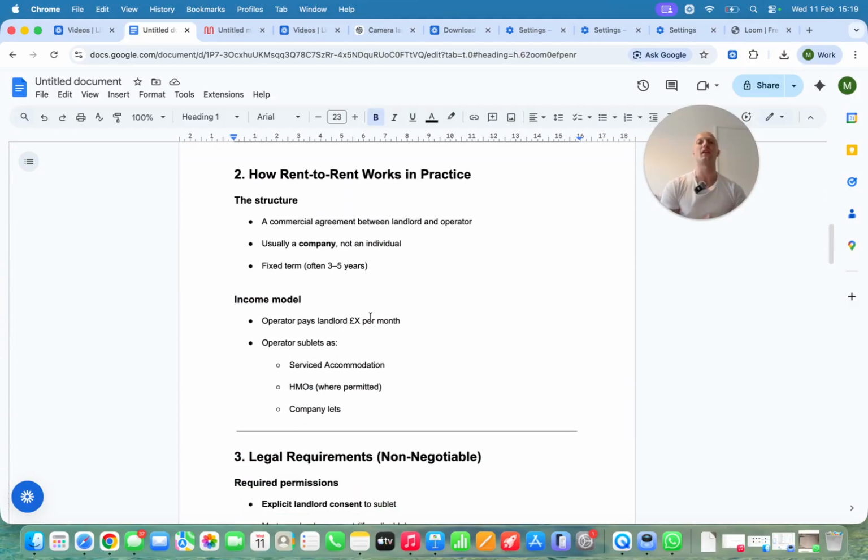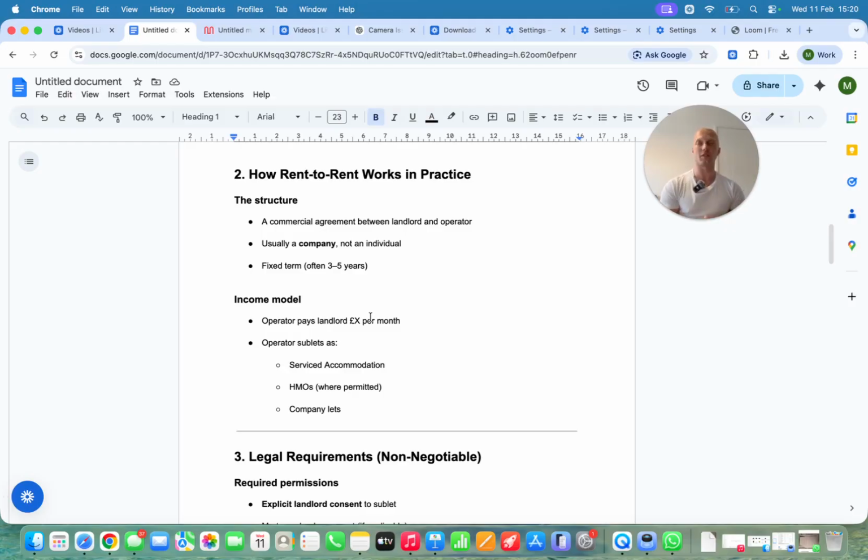So how rent to rent works in practice: a commercial agreement between the operator and the landlord, usually a company, like I said, not an individual. I think it can be doable, but to be honest, if you're looking at scaling a business, there's just no point doing it as an individual, especially because of the tax implications. So you will just be doing it as a company, often for a fixed term, 3 to 5 years.